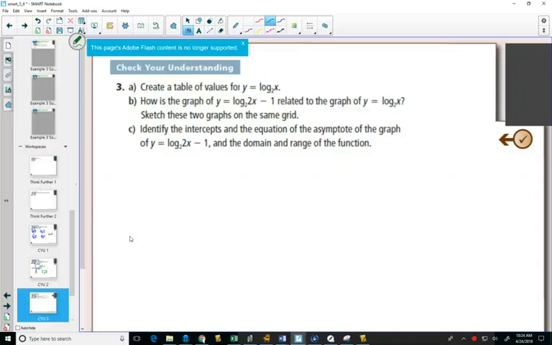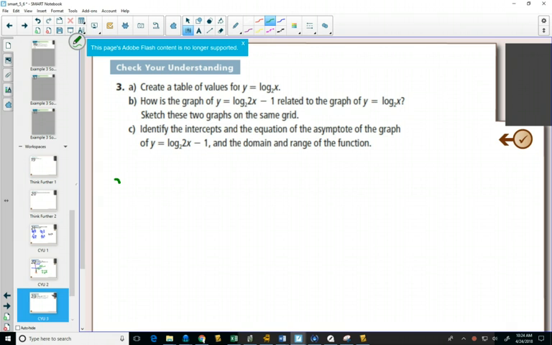Add it on to this one. Okay. So again, we don't even need to create a table of values. You should be able to graph any basic logarithm graph right away.